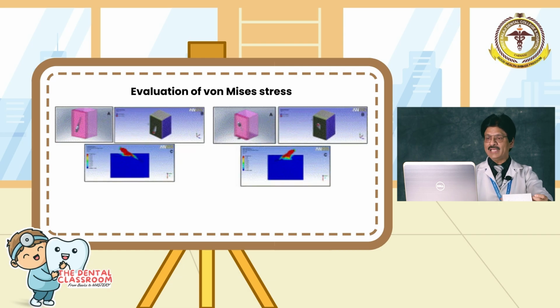And then how did we actually analyze and evaluate the von Mises stress, for which we made a bone block, which was our model for the study. And this bone block was about 8 millimeters in height and about 14 millimeters in width and about 10 millimeters in depth. So far as the maxilla is concerned, we placed the micro implant between the maxillary second premolar and the maxillary first molar, and for the mandible, we placed it between the mandibular second premolar and the mandibular first molar.